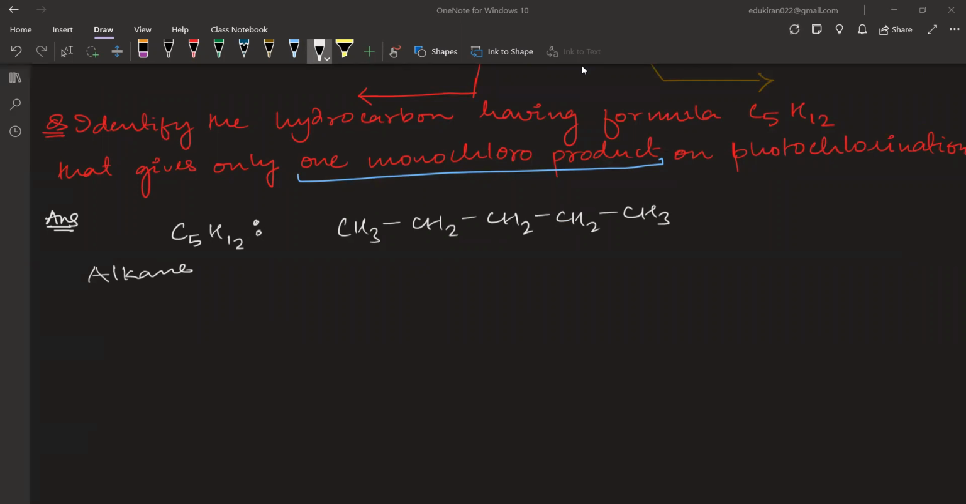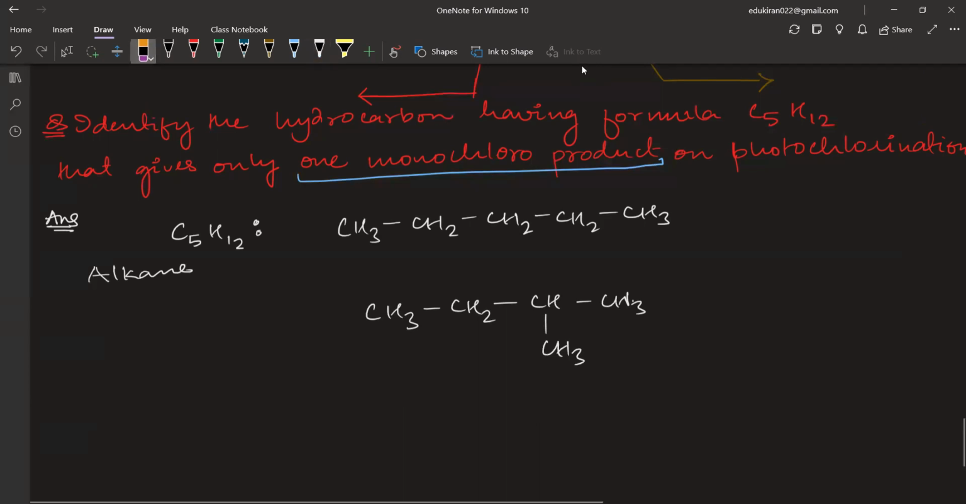You will shorten the chain length. So we have a five carbon chain. What will I write? I will write CH3, CH2, CH2, CH3. Okay, and then I will remove one hydrogen and replace it with one CH3.